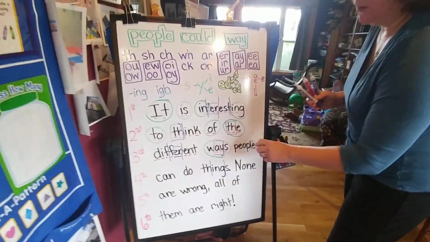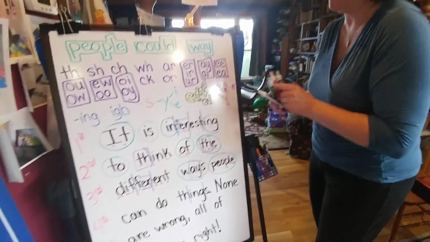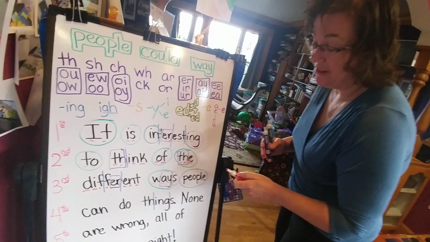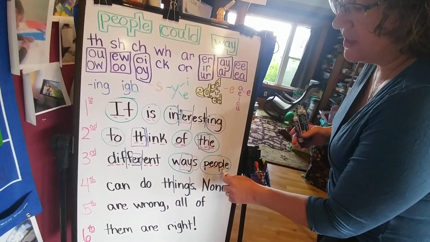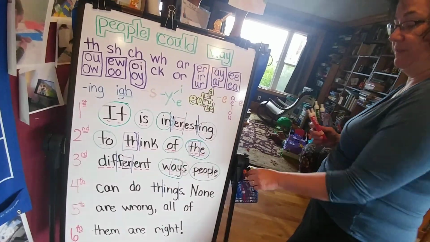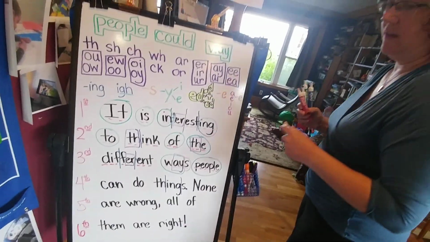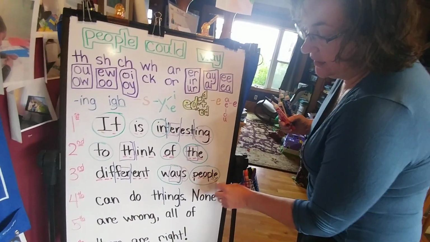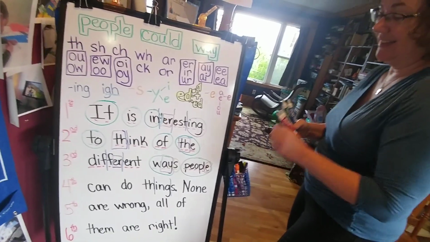A-A-A-A. Sight word people. Not Piopoli, though I like the sound of Piopoli. We are not Piopoli. We are people. P-E-O-P-L-E. What is in that word? It is an E. What kind of E? That is a wonky E.